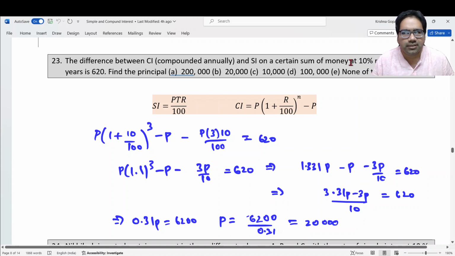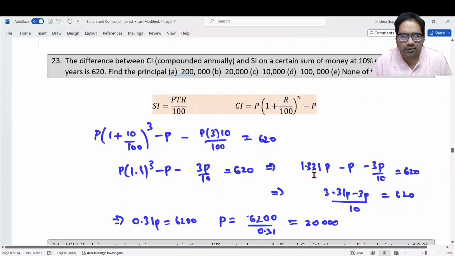1 plus 10%, 10% as the interest rate, 10 by 100, whole cube, minus P, minus simple interest, P into T, where T is 3 years and R is 10, by 100, is equal to 620. P into 1.1 whole cube minus P minus 3P by 10 is equal to 620. 1.1 cube is 1.331, right? 11 cube is 1331. 1.331 P minus 3P by 10 equal to 620.